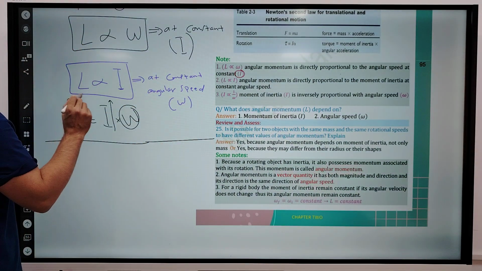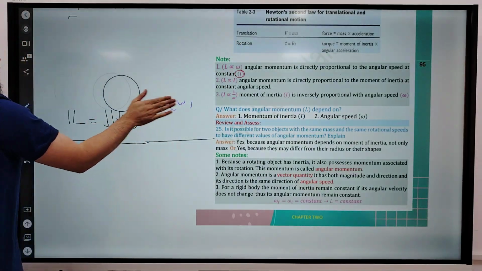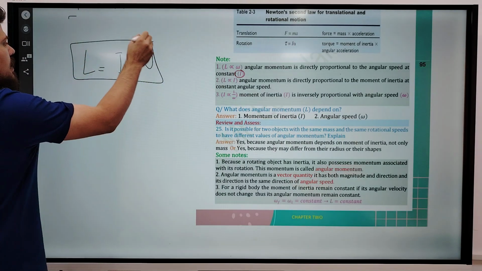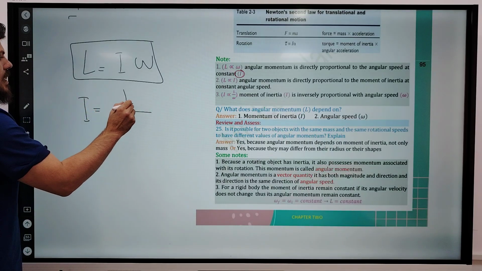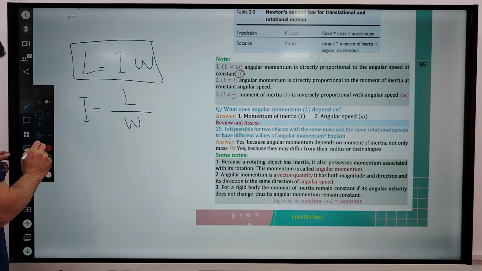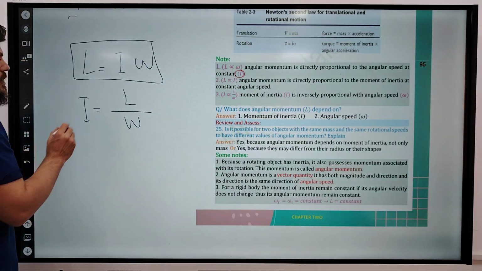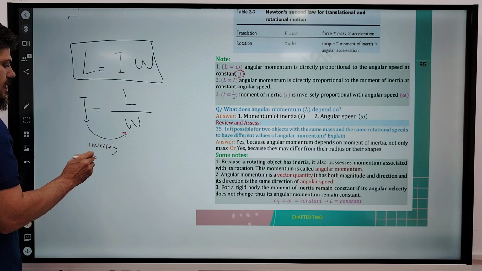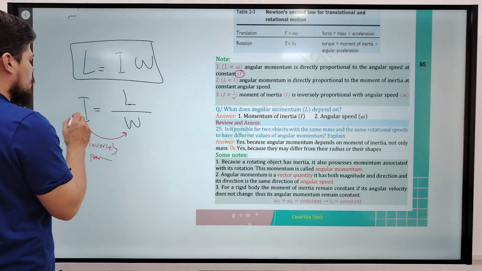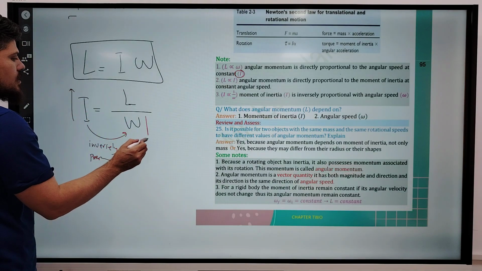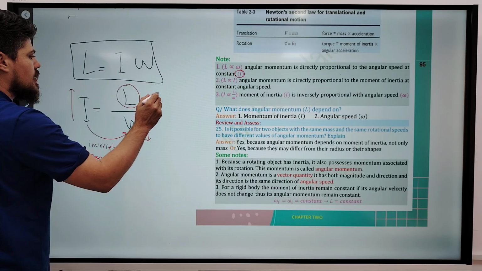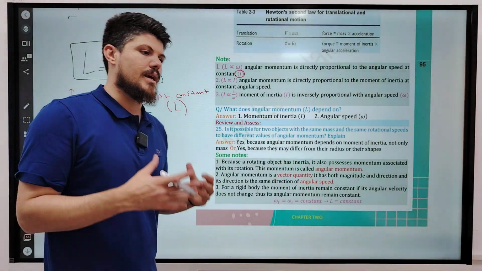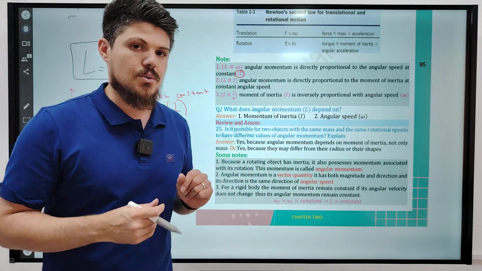The main equation is L equals I omega. So what about I? I is equal to L over omega. In that case, what is the relation between moment of inertia and angular speed? It is inversely proportional. What do I mean by that? When moment of inertia increases, the angular speed decreases, at constant angular momentum. The relation between moment of inertia and angular speed is inversely proportional at constant angular momentum.